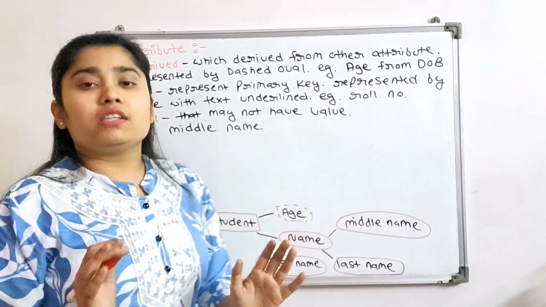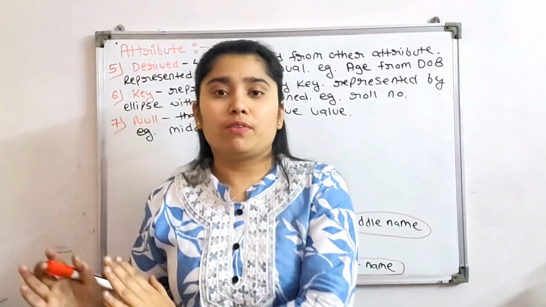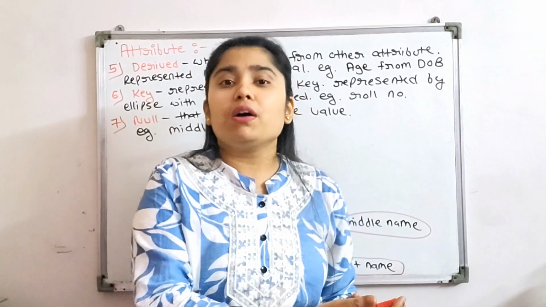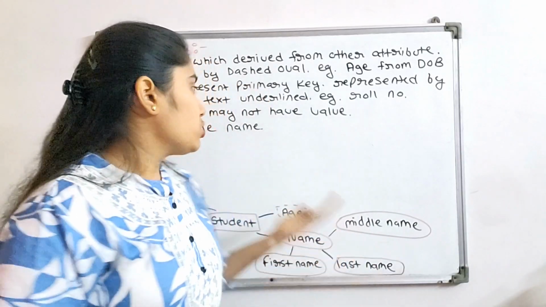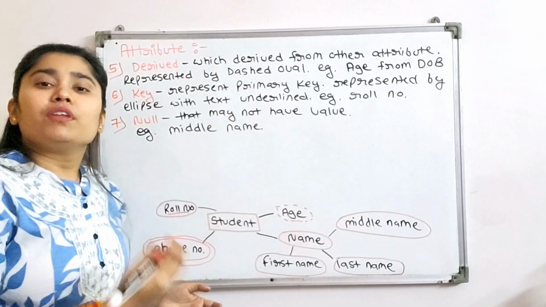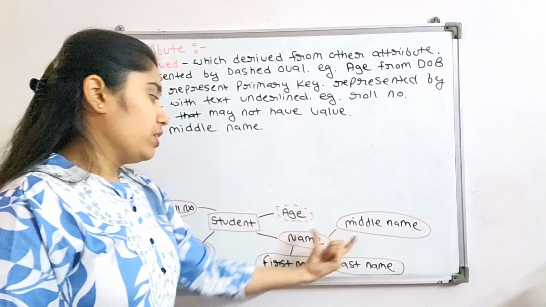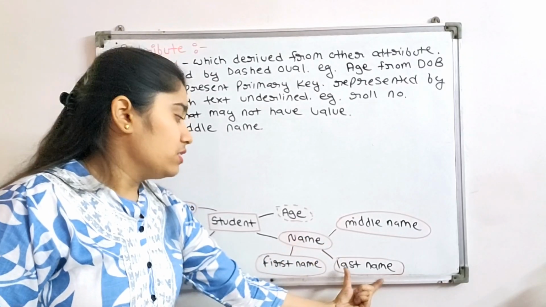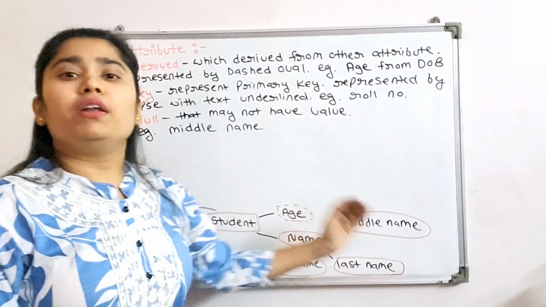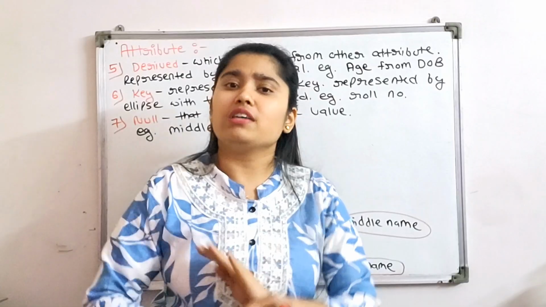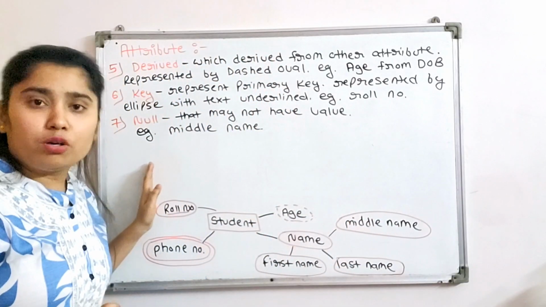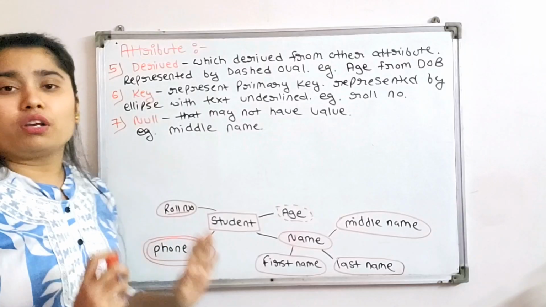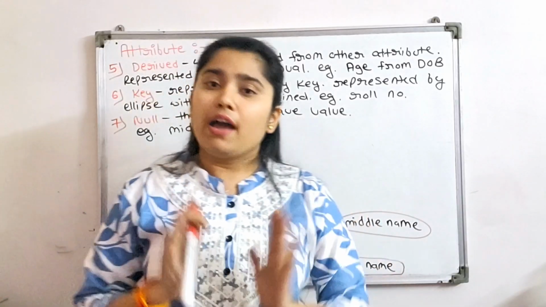Some persons only have a first name and last name. Some persons have a middle name also, but not every person has a middle name. Therefore the middle name can be a null attribute. Like here, the name has a first name, last name and a middle name. So the middle name can be a null attribute; it does not have any value. So these are some other types of attributes. I hope you are clear with the attributes and all the types of attributes.